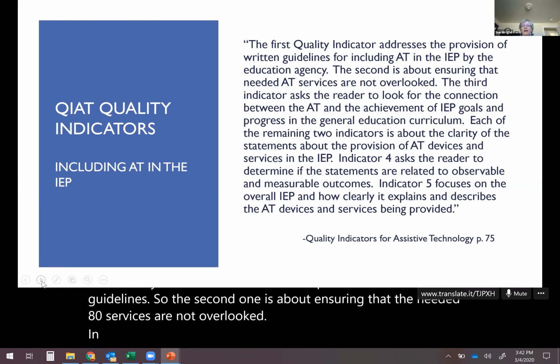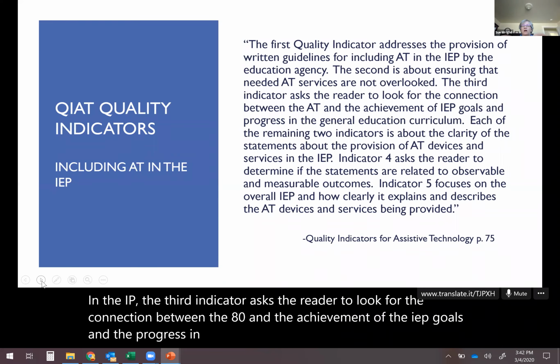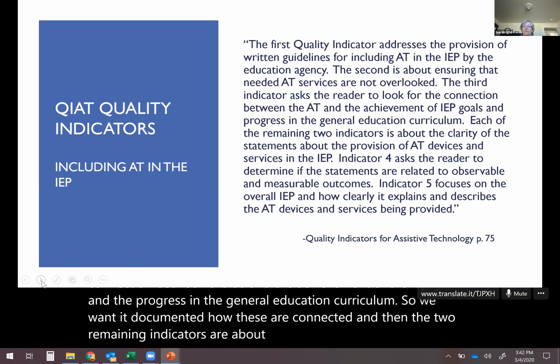The third indicator asks the reader to look for the connection between the AT and the achievement of the IEP goals and the progress in the general education curriculum. So we want it documented how these are connected. And then the two remaining indicators are about the clarity of that provision of AT devices and services.